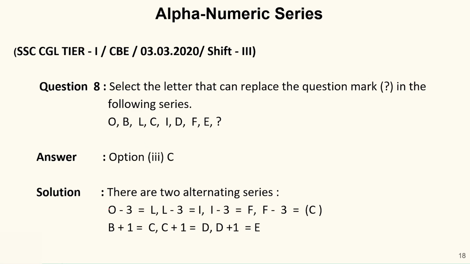See here. O, then L, then I, then F, and then C. And another series was B to C to D to E. So after C, we will get F, because this is one series and this is the other series. Okay. So this is a series problem in which 2 series were combined.